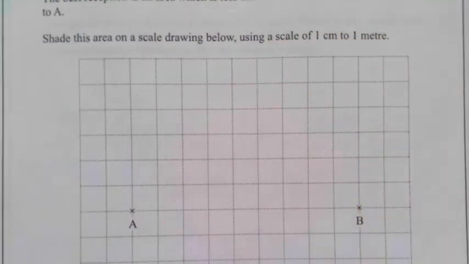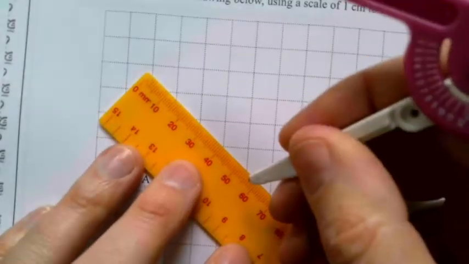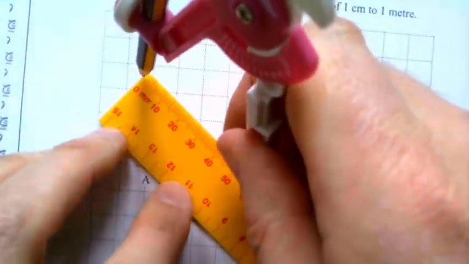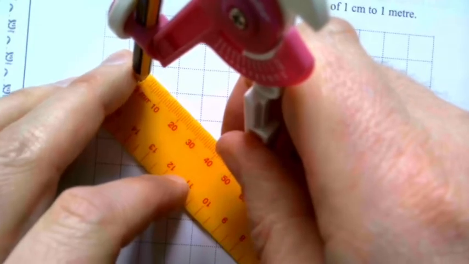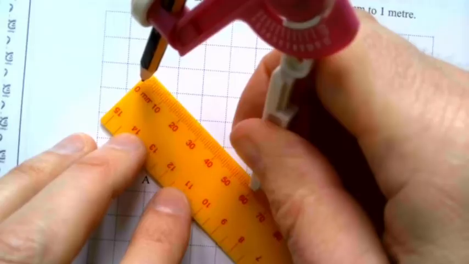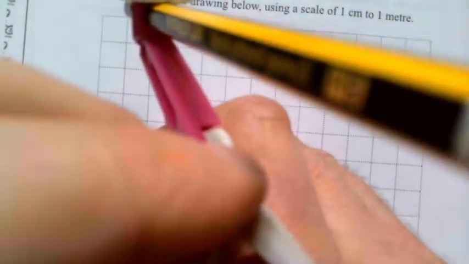So less than 6 meters from A, so we need to set our compass to 6. There. As accurately as I can. So that's all set down to 6. Hopefully you can see that. And 6 meters from A, so right on my A here.